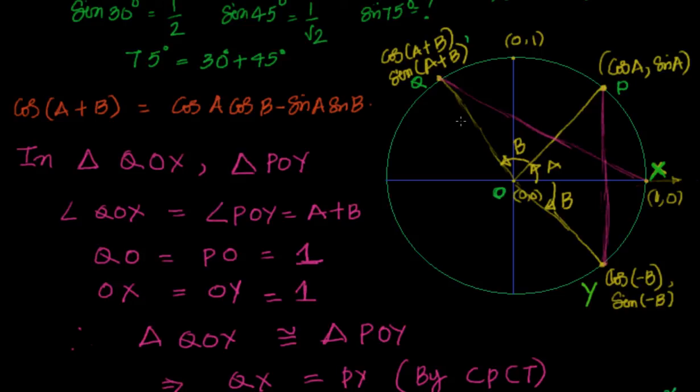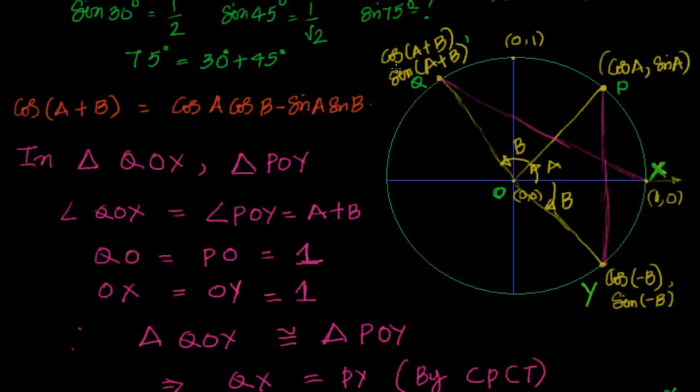Now you can see that the triangles QOX and POY are congruent. They are congruent because their corresponding sides are equal to the radius 1, and the included angle between those two sides is equal to A plus B. Now using corresponding parts of congruent triangles, I know that the distance PY equals QX, which I am really interested in because I have here cos of A plus B, sin of A plus B.